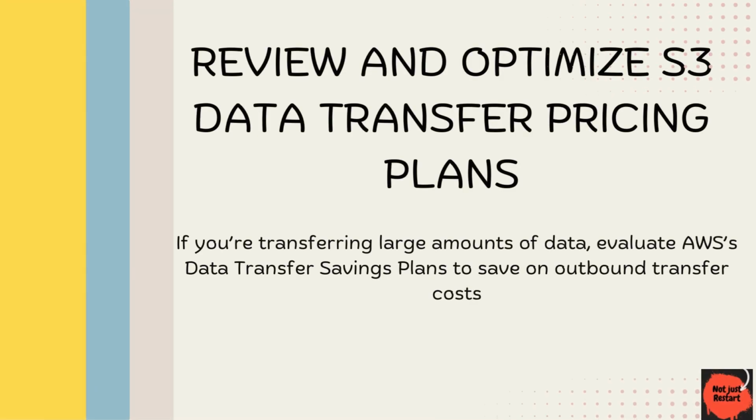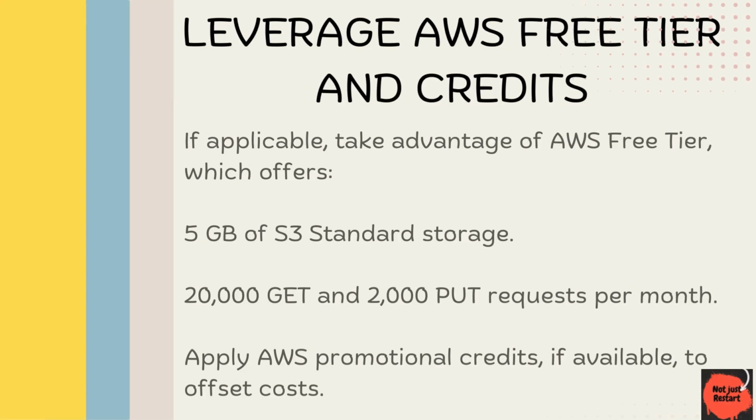Okay, you have to review and optimize S3 data transfer and pricing plans. If you are transferring a large amount of data, evaluate the S3 data transfer pricing plans to save on the outbound transfer cost. You have to leverage the AWS free tier and credits. If applicable, take advantage of what the AWS free tier offers. For example, it gives 5 GB of S3 storage, 20,000 GET requests and 2,000 PUT requests per month, and apply AWS promotional credits if available to offset the cost.